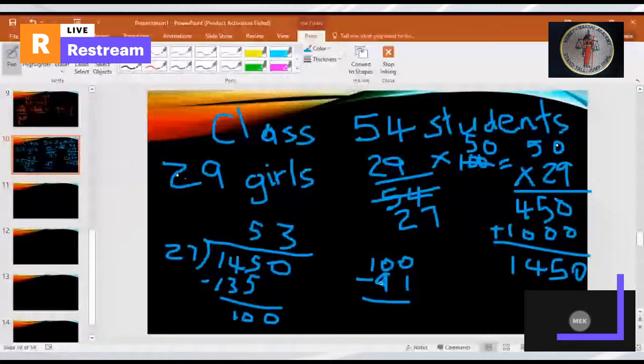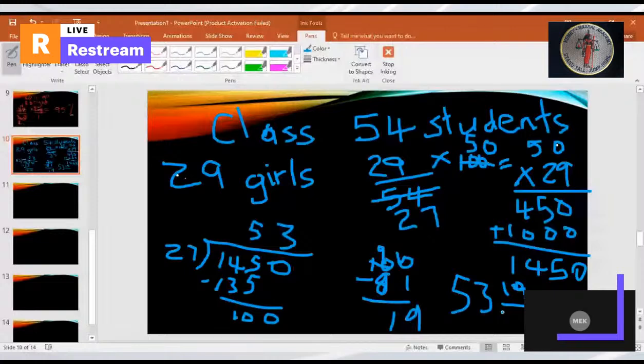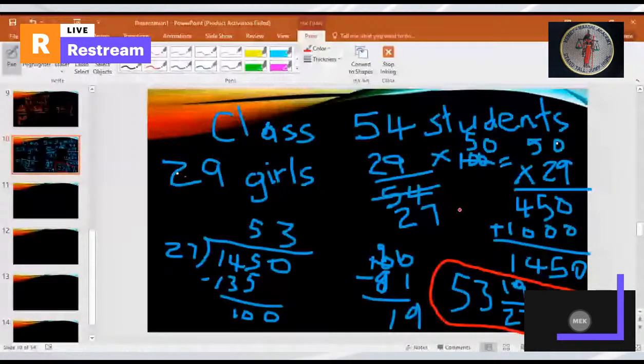Then it would be 3, 19 over 27, and that is percent. All right, so this is our final answer.